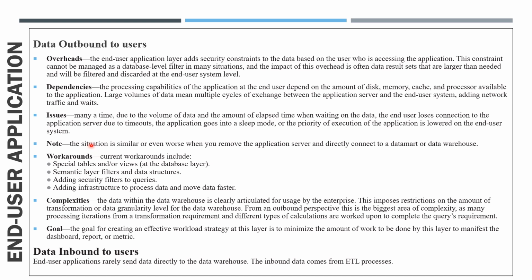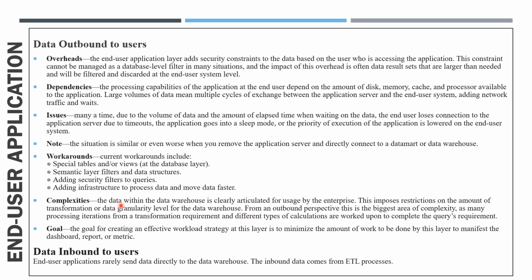Note here, the situation is similar or even worse when you remove the application server and directly connect to a data mart or data warehouse. The current workarounds include special tables or views at the database layer, semantic layer filters and data structures, adding security filters to queries, and adding infrastructure to process data and move data faster. The complexity is that the data within the data warehouse must be clearly articulated for usage by the enterprise.